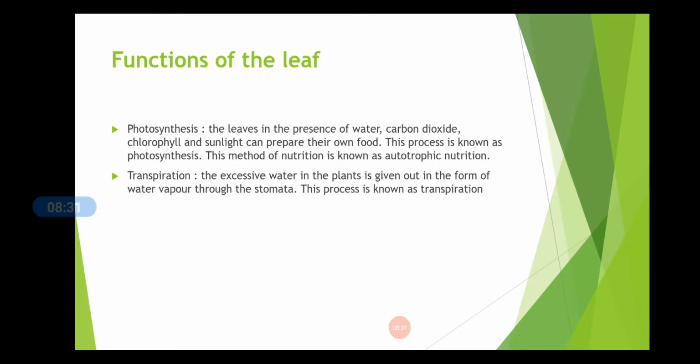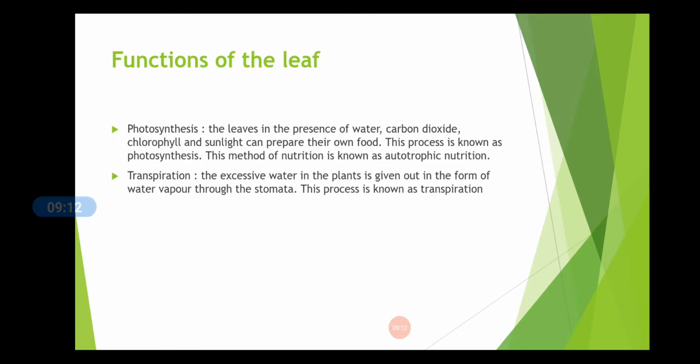Functions of the leaf. Now, the leaf has two very main functions. The first is photosynthesis and the second is transpiration. What do you mean by photosynthesis? The leaves are green in color because they have a pigment in their cells which is known as chlorophyll. Now these leaves, in the presence of water, carbon dioxide, chlorophyll and sunlight, can prepare their own food. That means with all these raw materials, the leaves can prepare their food.